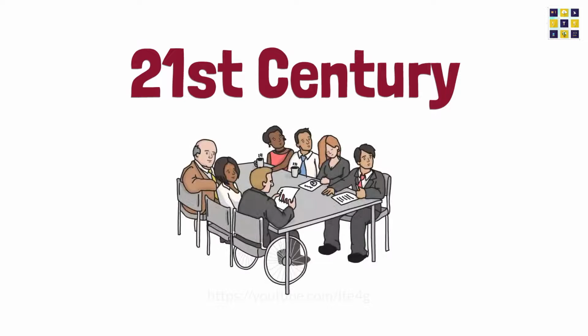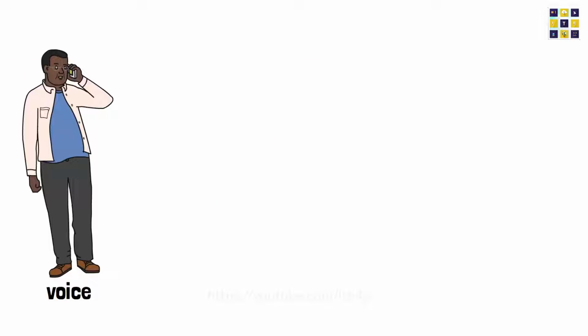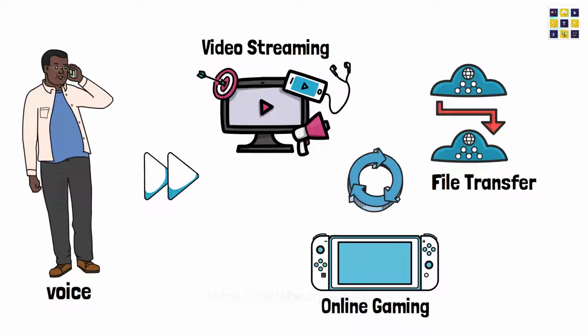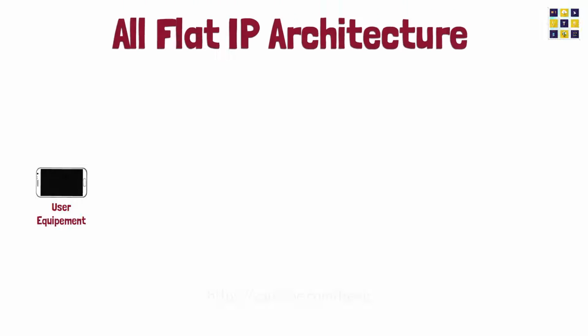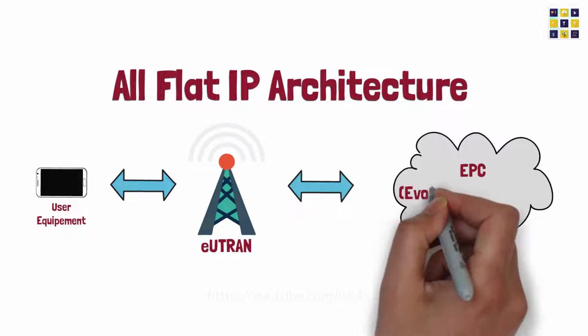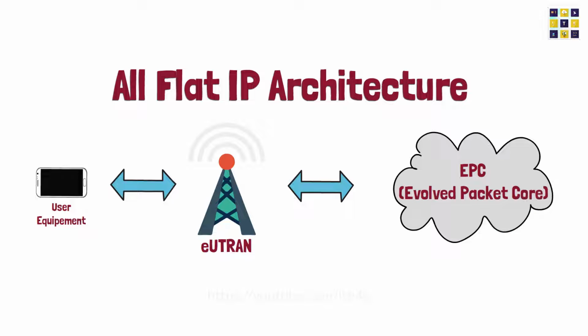They say change is the only constant. With the advent of the 21st century, the focus of telecommunication changed from voice to highly profitable data-centric services such as video streaming, file transfer, online gaming, etc. In order to accommodate the tsunami of data and the advancements, a new all-flat IP architecture consisting of radio called the Evolved UMTS Radio Access Network or EUTRAN and core called Evolved Packet Core or EPC was adopted.